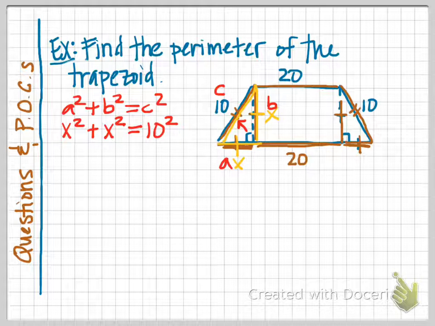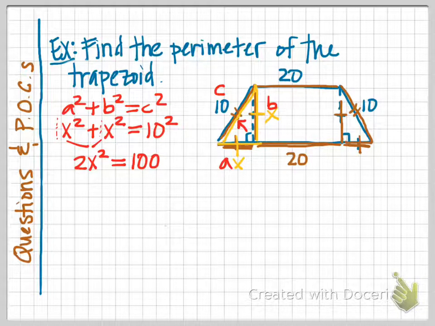Now x squared plus x squared, those are like terms. We can combine those, and if you remember, there is an invisible 1 in front of both of those. So when we put those together, we get 2x squared on the left. The right is 10 squared, which is 100. Now all we have to do is solve for x.